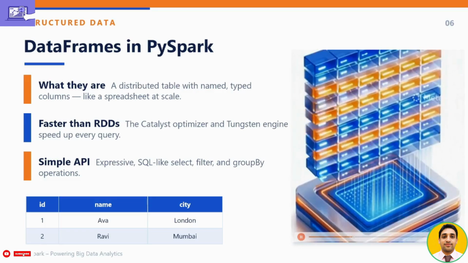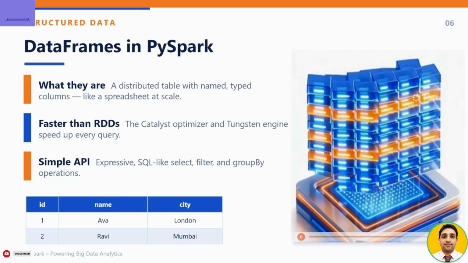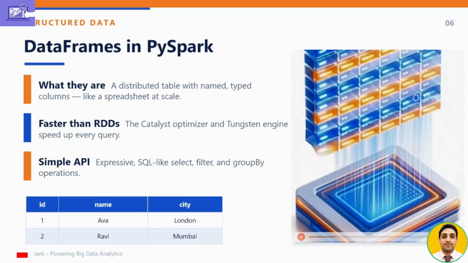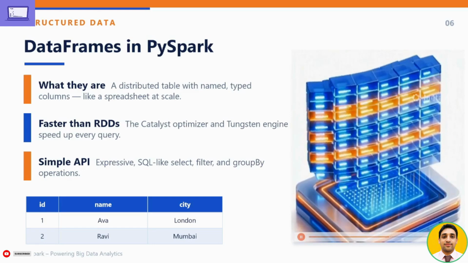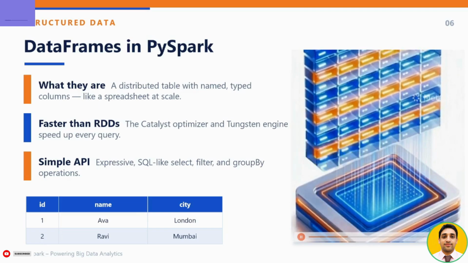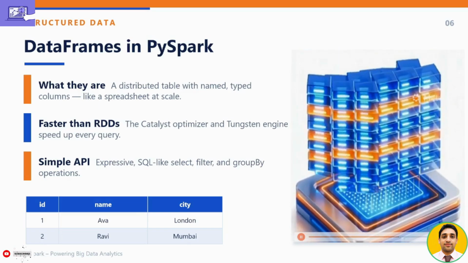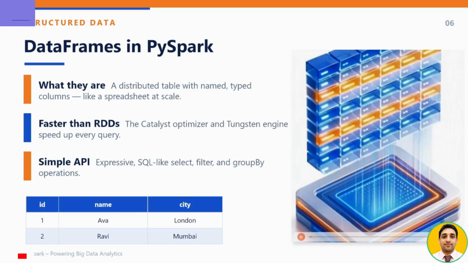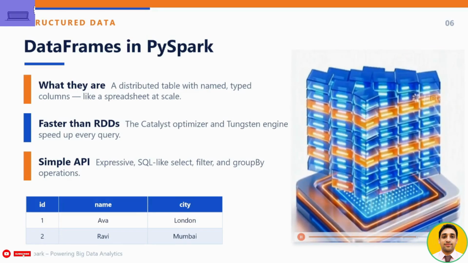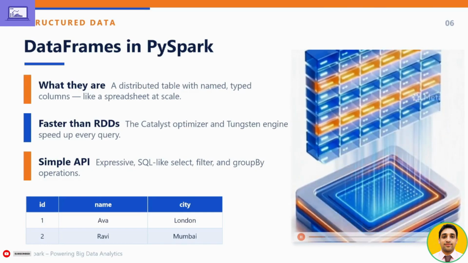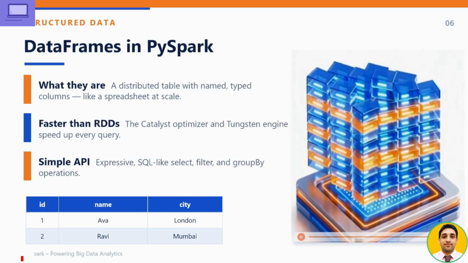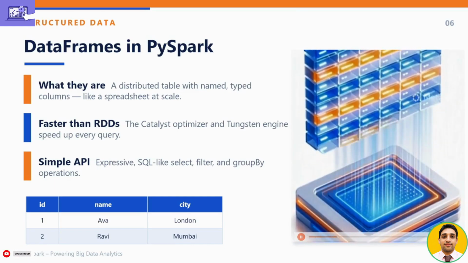The example on the slide shows a name and city, a clean, organized structure that's easy to query and understand. One major advantage of data frames over raw RDDs is speed. Data frames are optimized by two powerful components: the Catalyst optimizer, which intelligently plans the most efficient way to execute your query, and the Tungsten engine, which optimizes memory and CPU usage under the hood. Together, they make data frame operations significantly faster than working directly with RDDs.